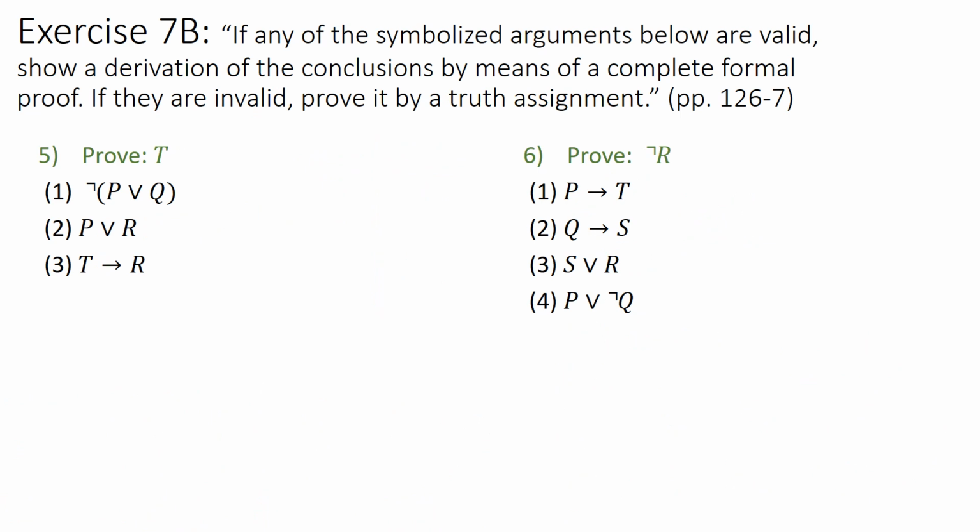Let's just do 2 more problems for exercise 7b, number 5 and number 6. Number 5, we're asked to prove T, but can we even prove T given those 3 premises? Nothing's being categorically affirmed or denied. We don't have any kind of pure hypothetical syllogism going on. So right from the outset, this looks invalid. But we need to prove that with the truth assignment.